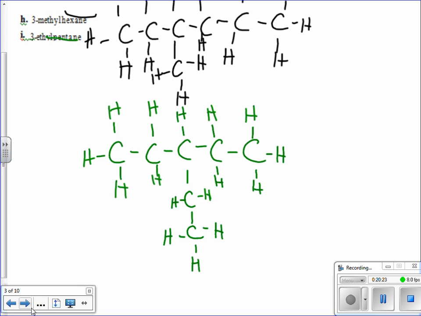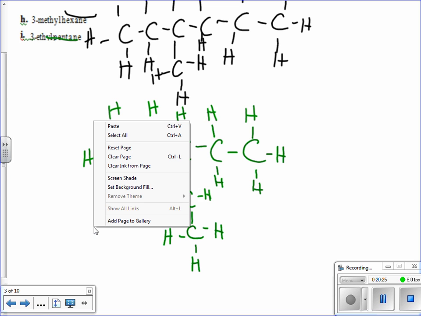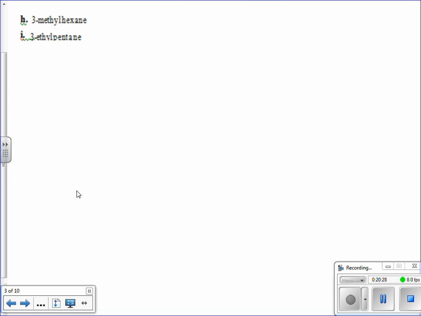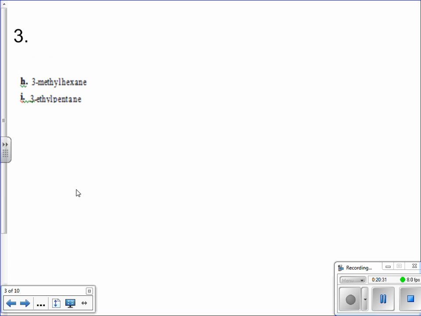So I'm going to clear this out and I'm going to do them again. And I'm going to write them condensed. Alright, so for 3-methylhexane, I still start out the same way. I need 6 carbon in a row. Alright, and then 3-methyl. Well, I know that methyl is only 1 carbon, and it's going to attach itself 1 time to the chain, so that's only 1 bond. So it has to have 3 hydrogens. So methyl is always going to be CH3.